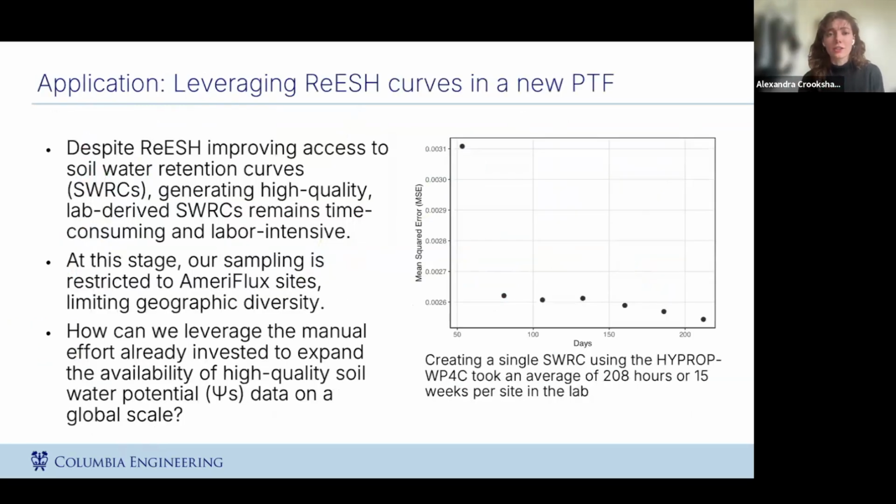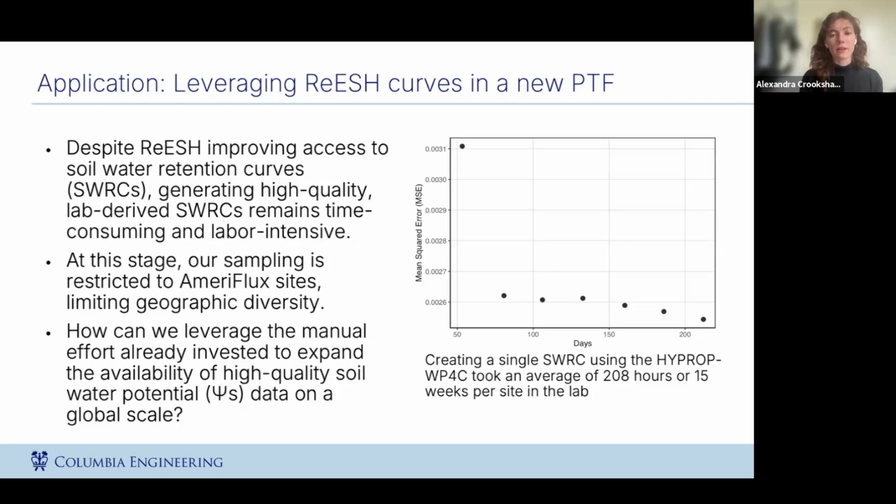The second application that I am currently exploring as part of my master's thesis evolves from this main idea: while we are so proud, and I spent this whole presentation talking about how great these site-specific water retention curves are, they're still fairly hard to make. It takes a lot of time, it takes a lot of labor. We were fortunate enough to have an entire lab and multiple technicians devoted to this, but it's not necessarily feasible to expect that of every single site who is looking to use matrix potential.